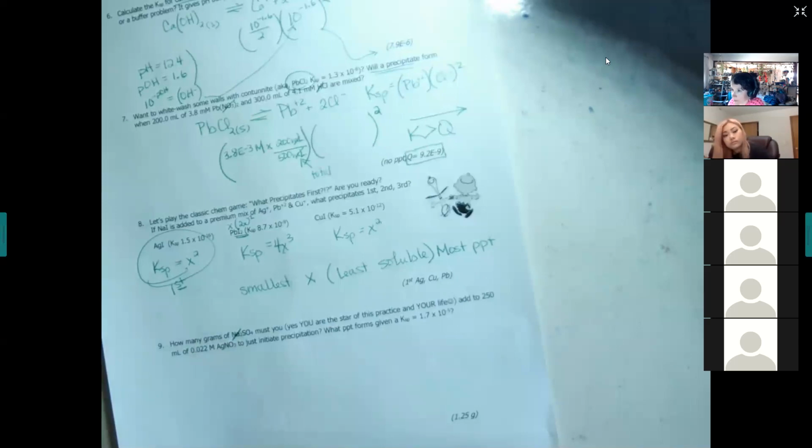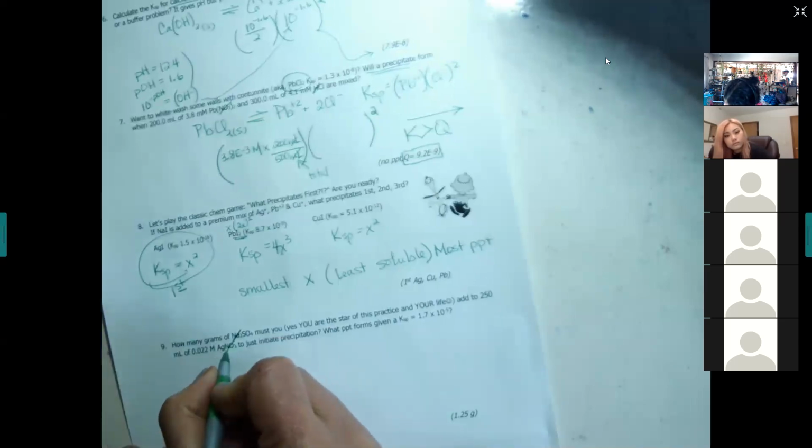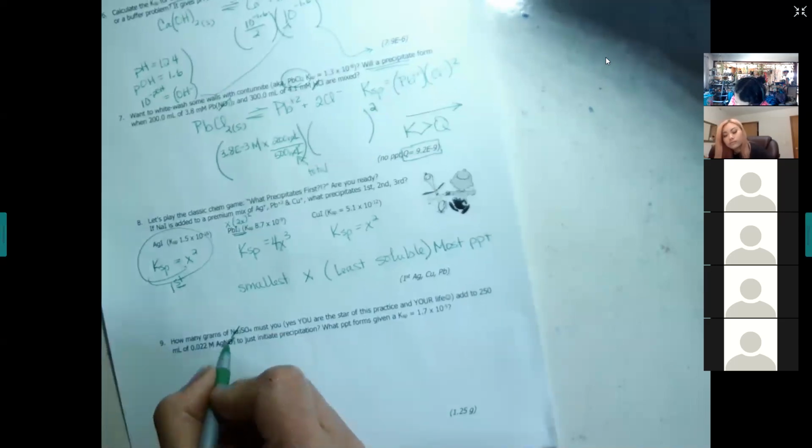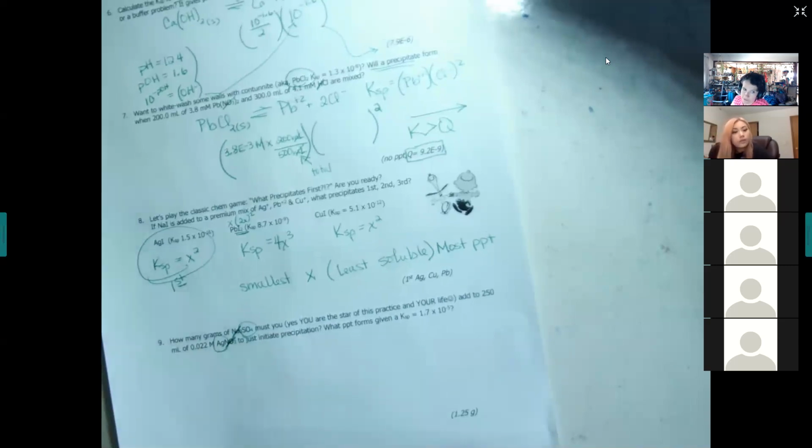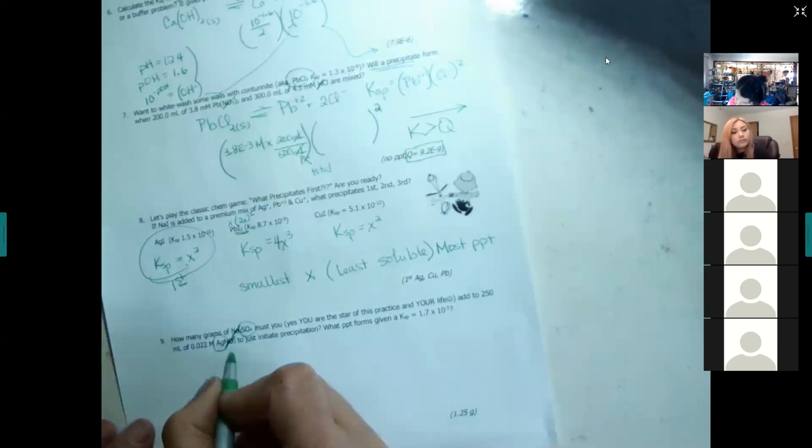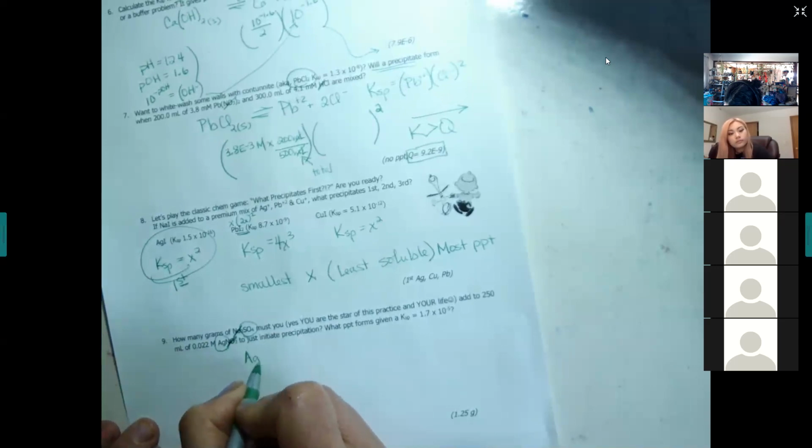Is it the silver nitrate? No, nitrate is Nick. Nick is always swimming. So we have silver and we have sulfate, and they're going to go together. So our precipitate is silver sulfate.